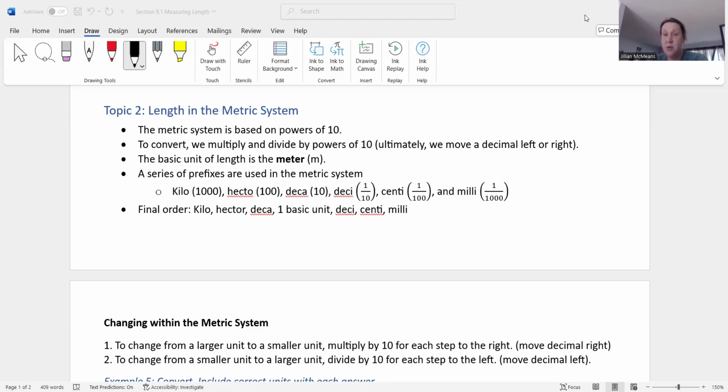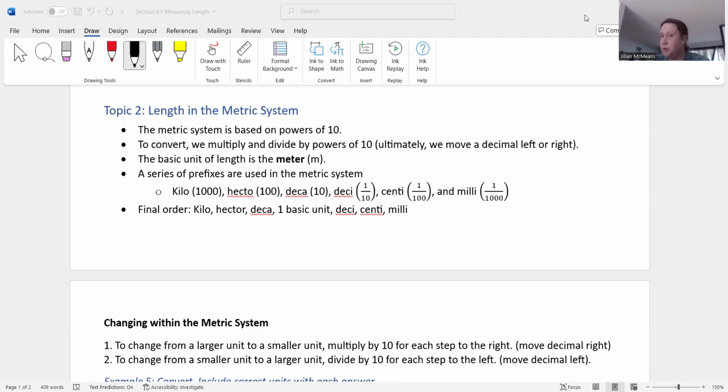The basic unit of length in the metric system is the meter, and a meter is abbreviated with just a plain old M. Now, we do have a series of prefixes that we use. If we're talking about 1,000 basic units, we would use the prefix kilo. So when we're talking about meters, we would say 1,000 meters is 1 kilometer. So we put kilo in front of meter, we've got 1,000 meters. Next, we have hecto. Hecto stands for 100. So put hecto in front of meter and you've got 100 meters.